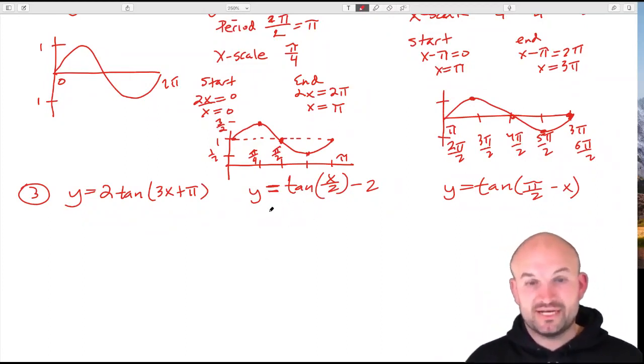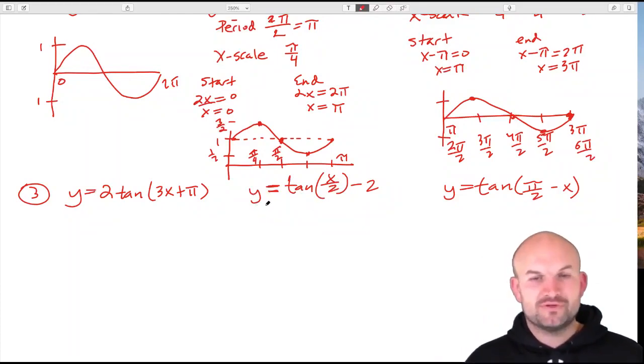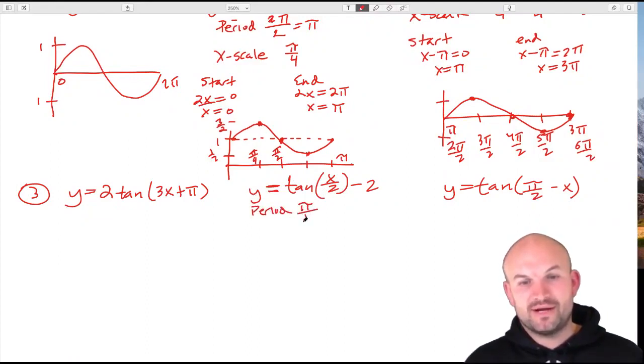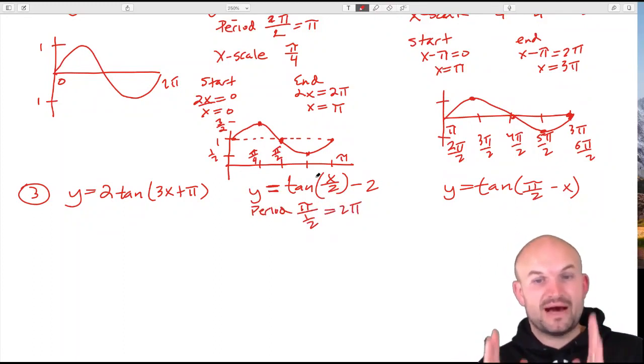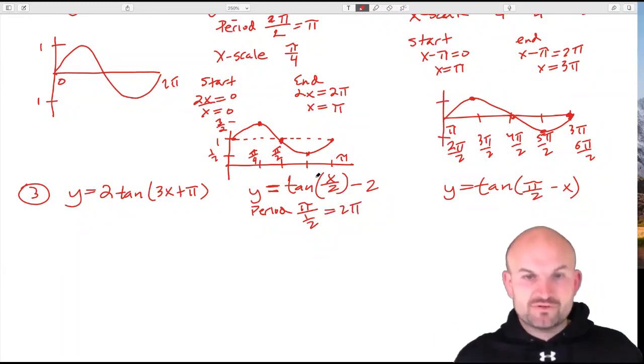So here, my period is, and again, this one's kind of weird for tangent. Remember, the period is pi divided by 1/2. So that's equal to 2 pi. Again, remember tangent has a period of pi. So if the period went from pi to 2 pi, you can see that the graph is horizontally being stretched.